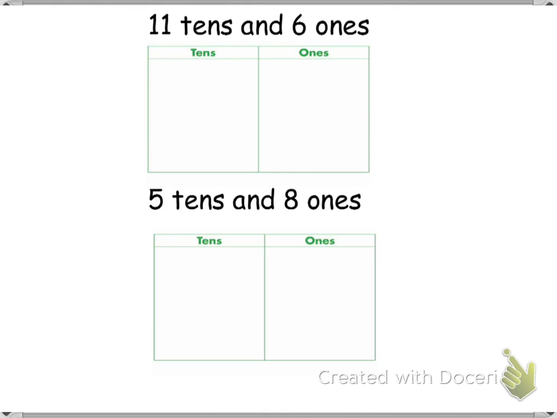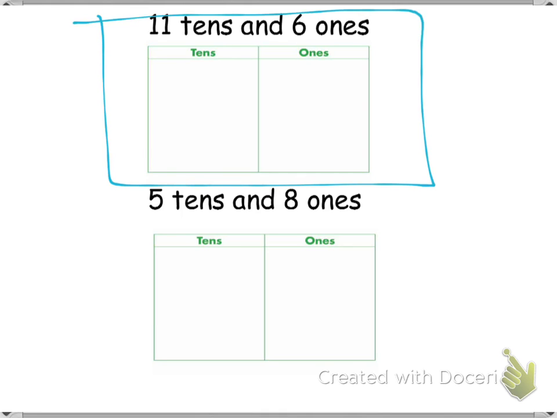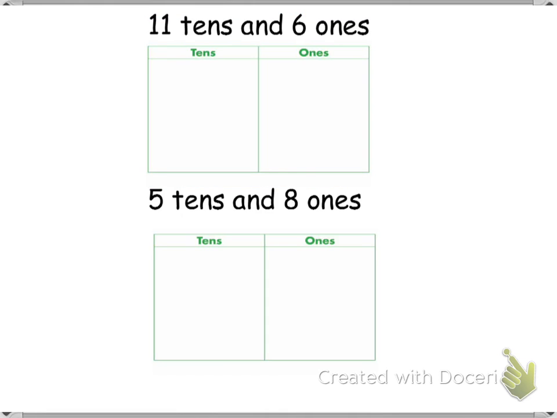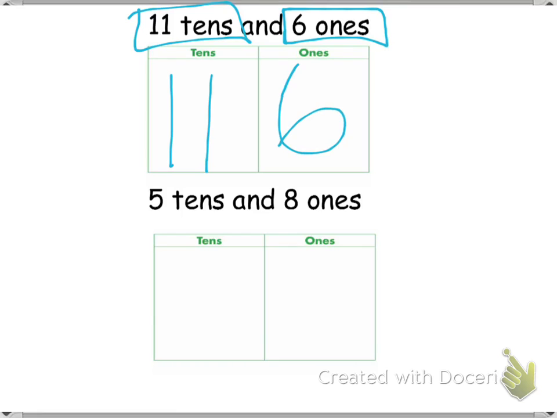So looking at this first one right here, we have 11 tens and 6 ones. So let's write that in our place value chart. We know that we have 11 tens. Let's write 11 in the tens place on the chart. Then we know we have 6 ones. Let's write that in the place value chart.